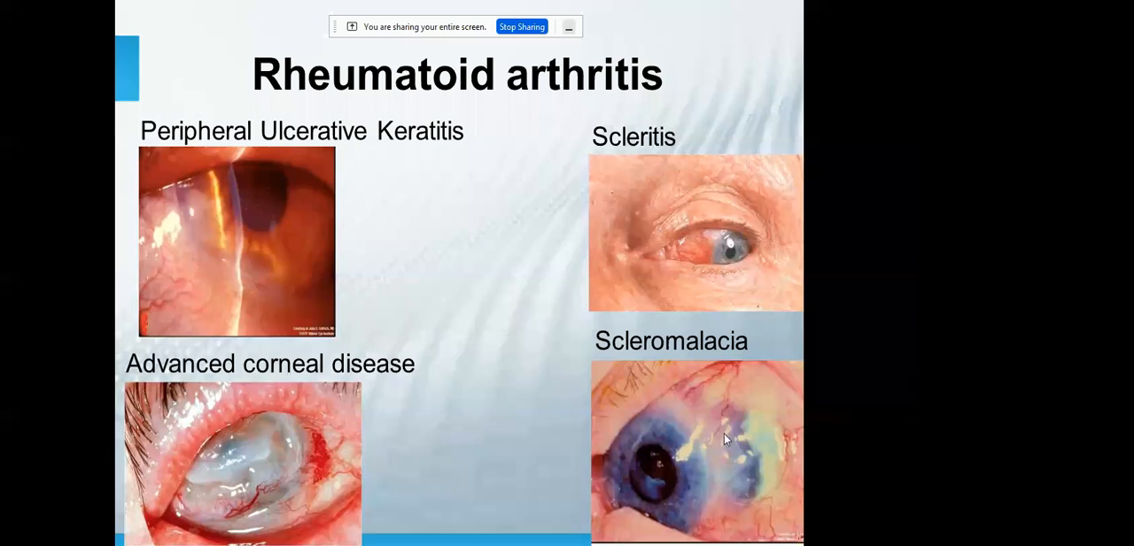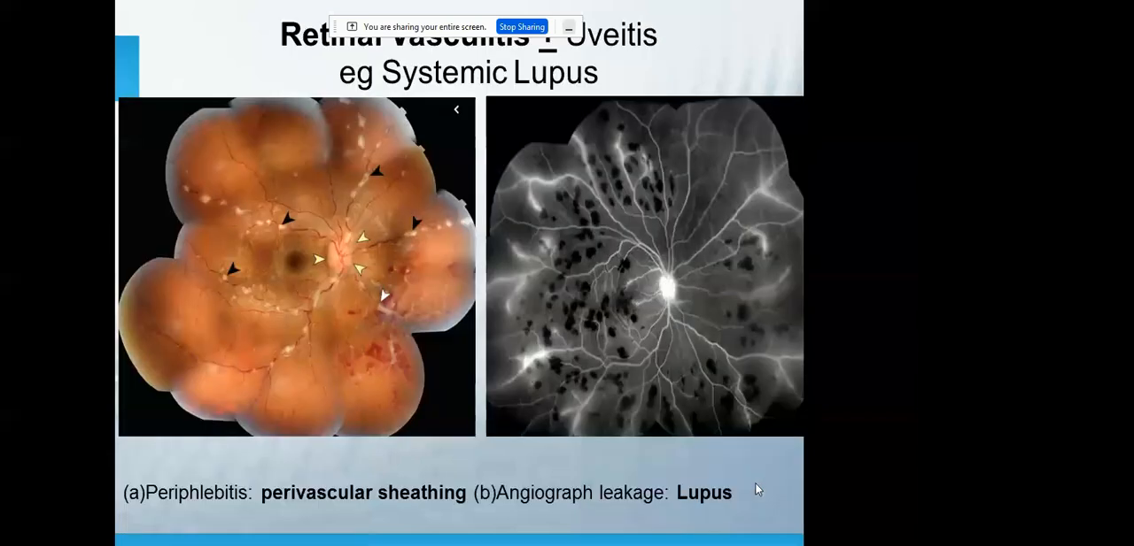And then it can also eat away the sclera. So this is advanced corneal disease, cornea melt. Advanced scleral disease is called scleromalacia. The disease melts away your sclera.